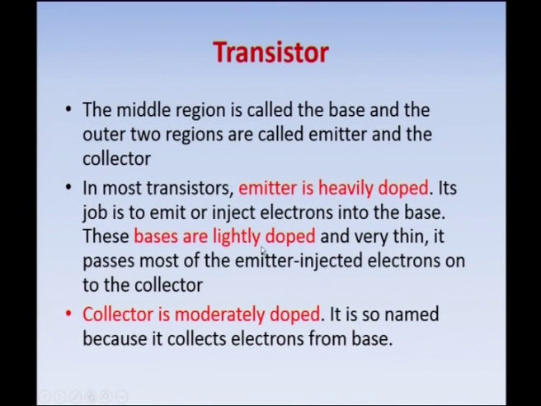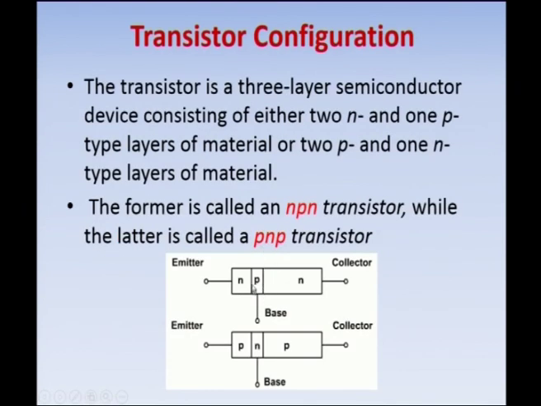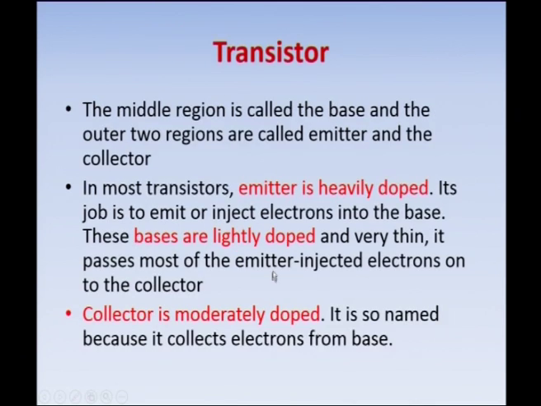The middle layer is said to be base, which is very thin and very lightly doped with impurities, and the emitter is highly doped, which is going to inject or emit the electrons to the base, and the collector is moderately doped. It is going to collect the electrons from the base, and so it is called collector. Collector is the largest of the three regions, so it dissipates more heat than the emitter or base.